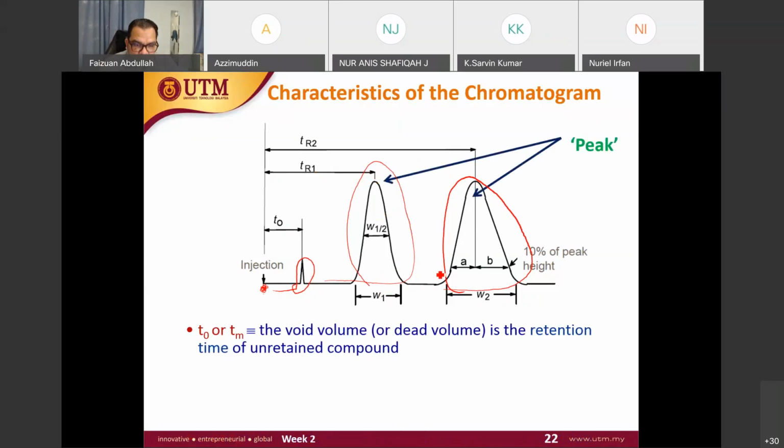T naught or Tm is the void volume or dead volume, the retention time of an unretained compound. What is meant by the retention time for the unretained compound?